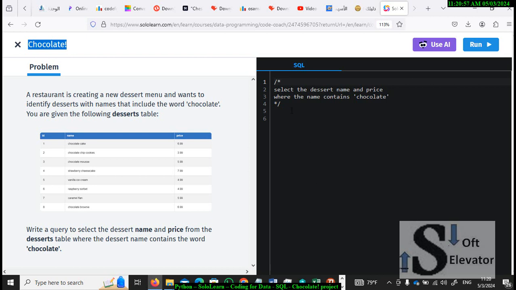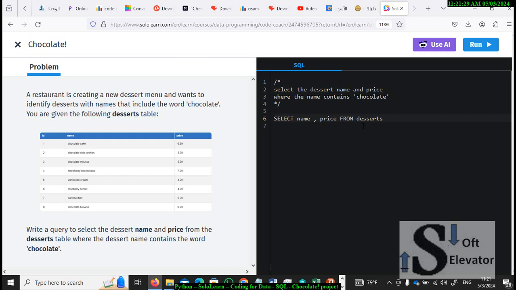So we will write here the SQL statement. SELECT in capital letters, just two columns, which is name and then comma, the price. These are the columns, and then FROM in capital letters, the table called desserts. Desserts, not dessert, because desserts is different from dessert.